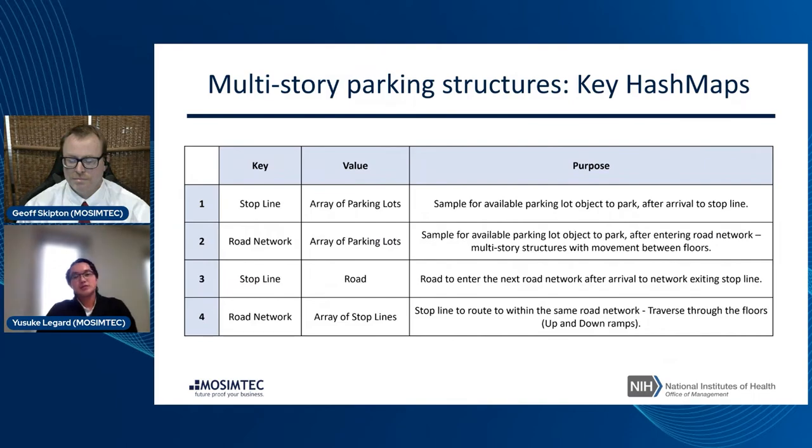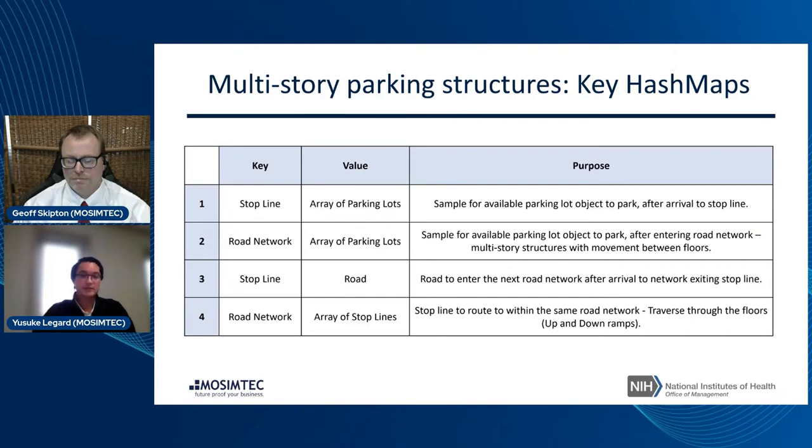Throughout this model, we use over 10 different hash maps. The ones you see on the screen in this table are 4 hash maps that were essential for vehicle routing in the multi-story parking structures. The first hash map has a key of stop lines, and the values are an array of parking lot objects. This is used for vehicles parking at surface lots and MLP7, which I mentioned earlier is in its simplest form 4 surface lots on top of one another. When they arrive at the stop line for the structure, which is the key, the vehicle samples for an available parking lot object from the corresponding array.